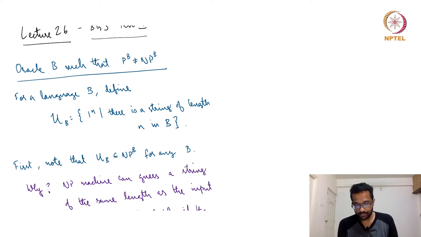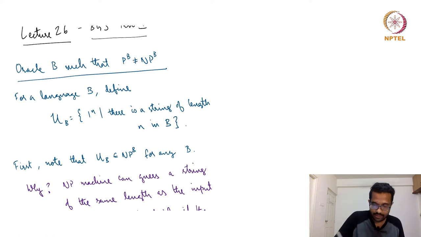So let's see how we get the language B. And in fact, the language B is actually going to be constructed as part of the proof itself. So this is another layer of the proof. I don't want to use the word complication because it's not. It's another interesting layer of the proof, that the language is constructed in the proof itself.